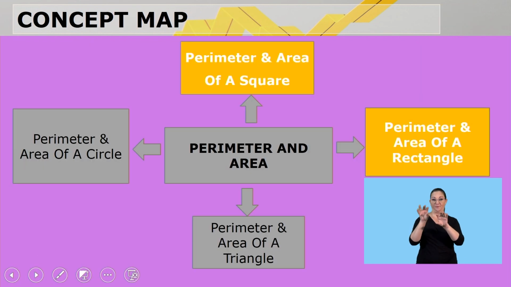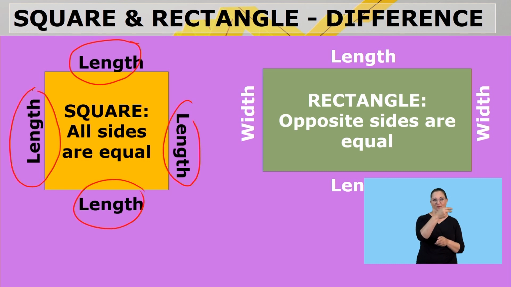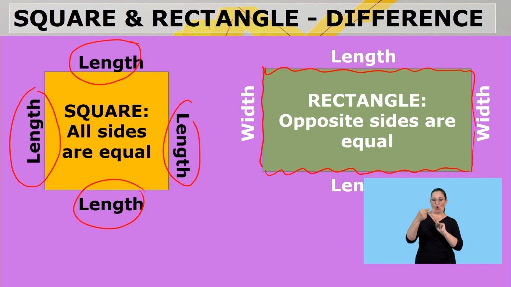Let's look at the perimeter and the area of a rectangle. Now, what's the difference between a square and a rectangle? A square is all sides are equal, so we only speak about length. And with a rectangle, only the opposite sides are equal. So this one will be the same as that one, and then the length on this side will be the same as the opposite side. And that is the difference.